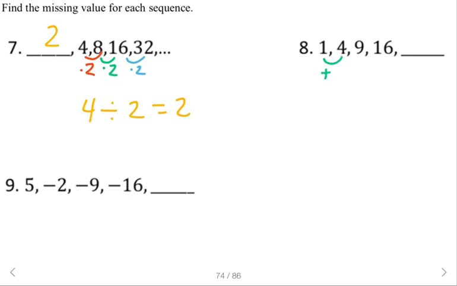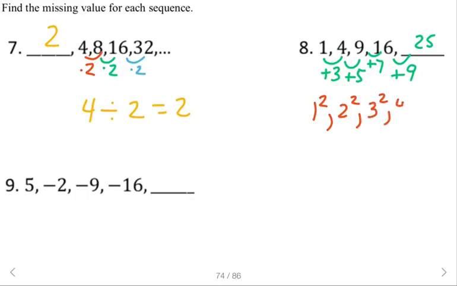This one you might see as adding 3, then adding 5, then adding 7, and so we could add 9 and get 25. Another way to see this sequence is 1 squared, 2 squared, 3 squared, 4 squared, so the next one is 5 squared, which happens to be 25.